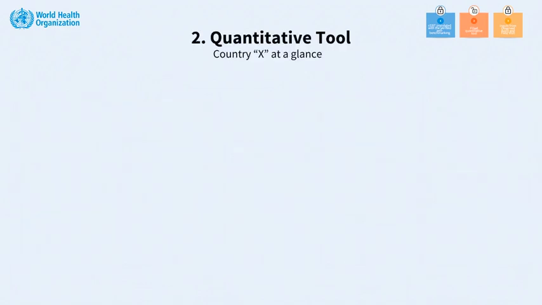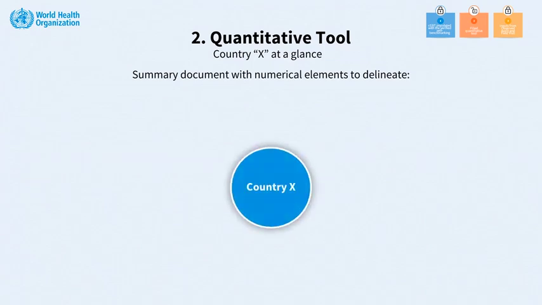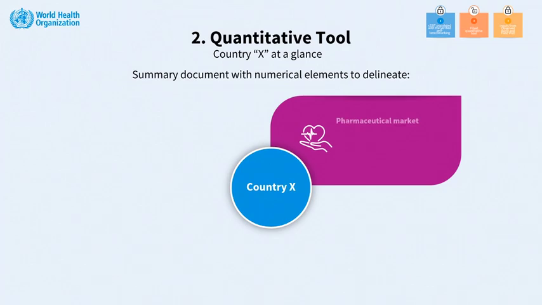The quantitative tool is a summary document prepared by the NRA as part of the benchmarking activities. It serves to present key numerical data and provide you, the assessor, with an overview of the regulatory system in the country. For example, the quantitative data for country X would include numerical information on the pharmaceutical market, such as the number of medicinal products, medical devices, vaccines and blood derivatives marketed in the country.